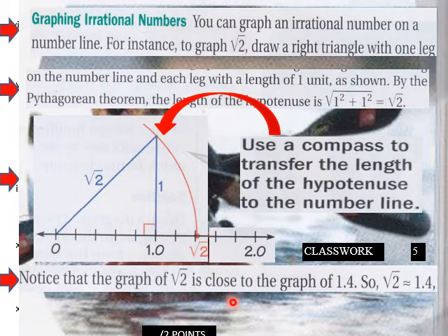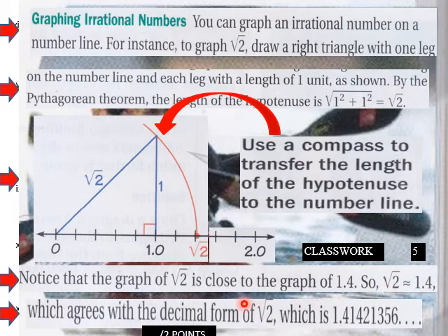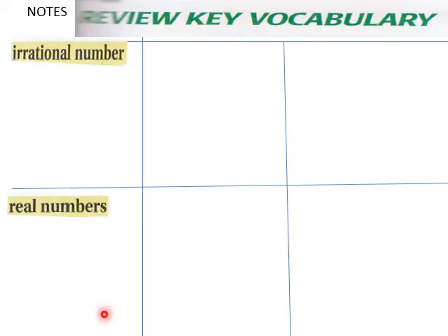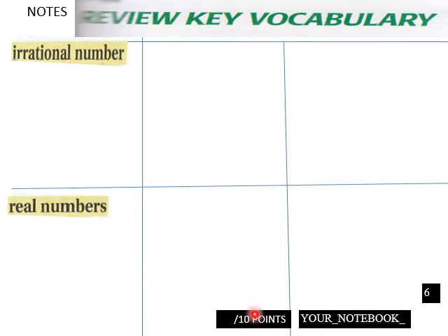Notice the graph of square root of 2 is close to 1.4, so square root of 2 is approximately 1.4, which agrees with the decimal form of square root of 2, which is this number here, and it's not repeating, so that's what it is. Okay, students, vocab, irrational number, define that in your own words, and then real numbers, define that in your own words. 10 points, notebook, page 6 on lesson 9.4.